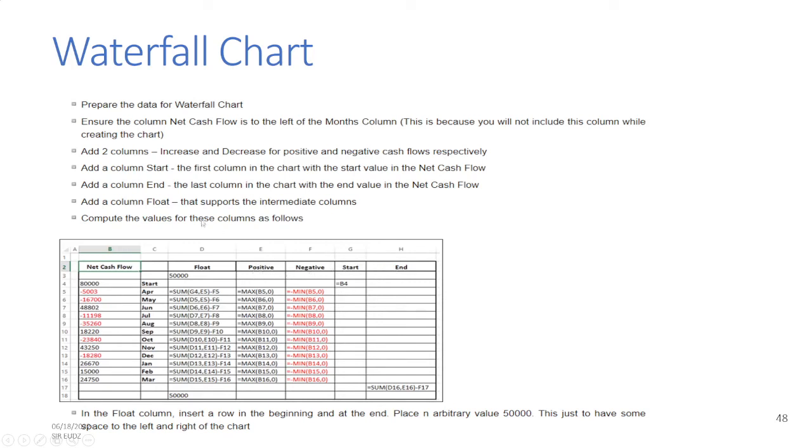Add a column, start and end. The start column is the first column in the chart with the start value in the net cash flow, and the end column is the last column in the chart with the end value in the net cash flow. So it contains the last value here. Add a column float. So this is the column float that supports the intermediate columns.